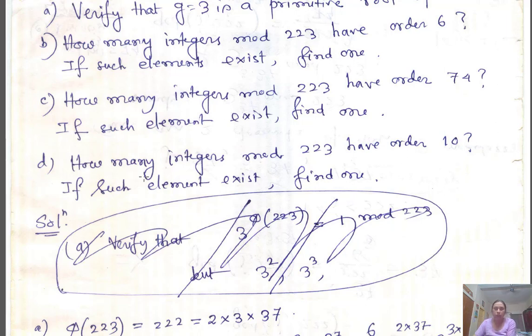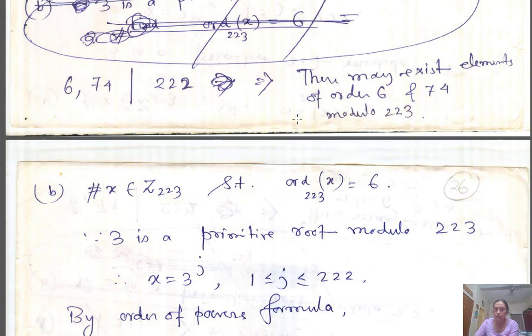And the last one is how many integers modulo 223 have order 74? Same type of question. Do it, try to find. And how many integers modulo 223 have order 10? You do it the same way. First you have to check whether such an order exists or not. If it exists, then go for finding it using the order of power formula.